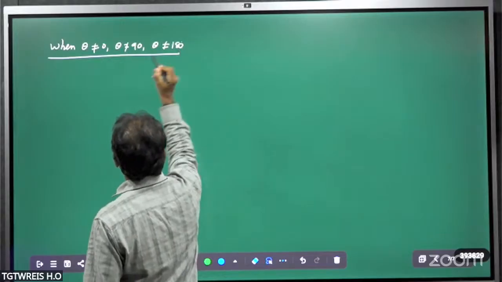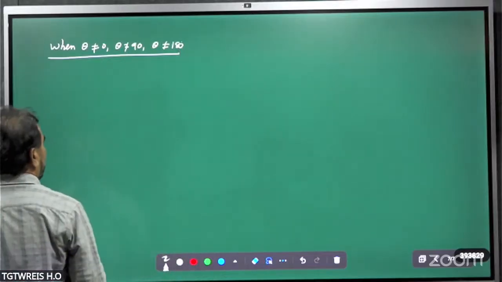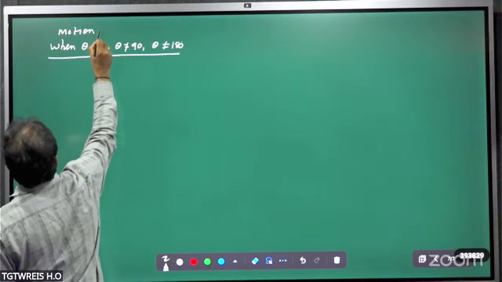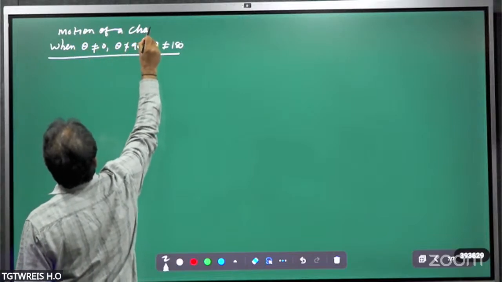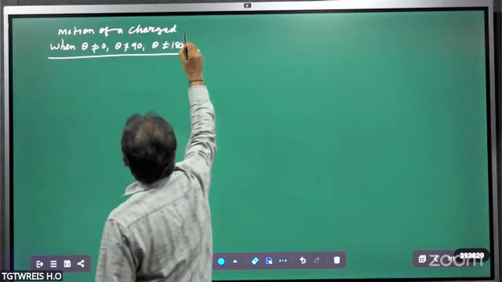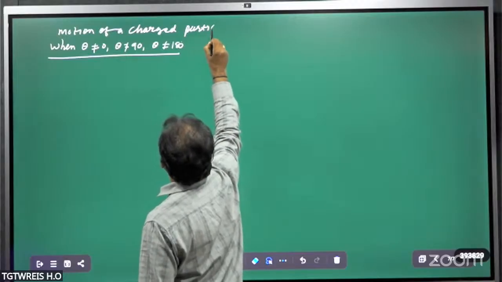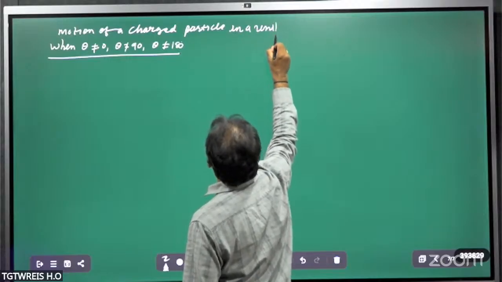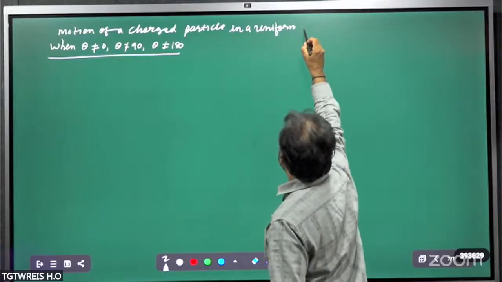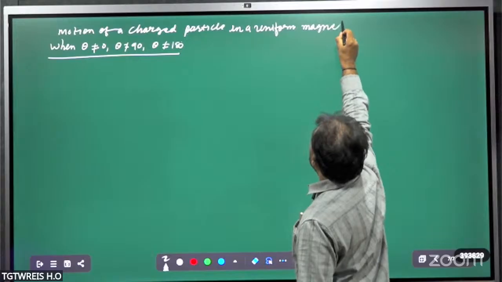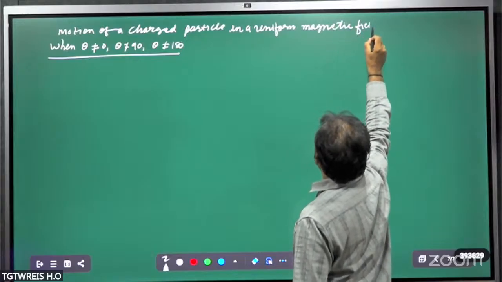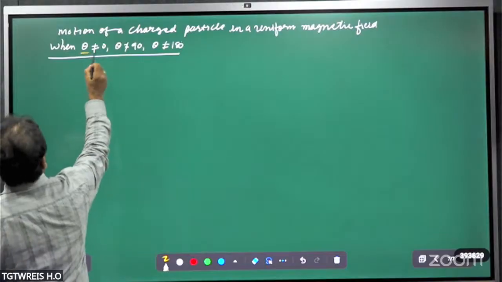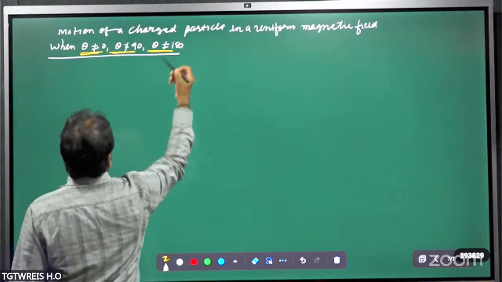In this case, how does the radial path change? See, suppose consider a magnetic field, beta. Write the heading: motion of a charged particle in a uniform magnetic field, when theta is not equal to 0, theta is not equal to 90 degrees, theta is not equal to 180 degrees. Okay.